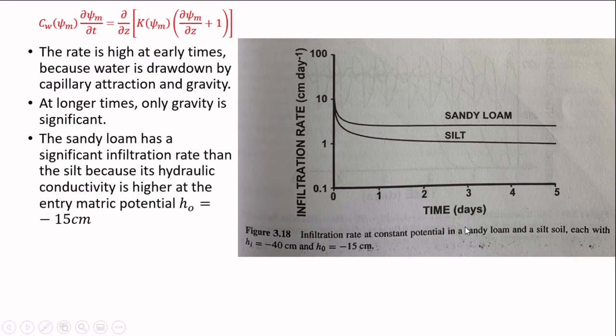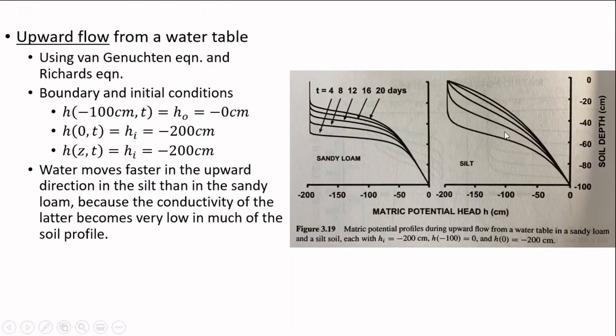So we can see that the silt soil has a stronger attraction towards the water than sandy loam at all the other regions. So that's why the water moves outward in silt faster than sandy loam.